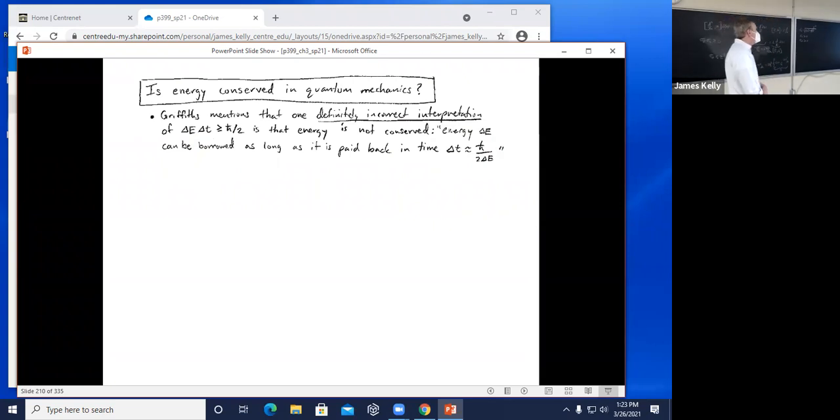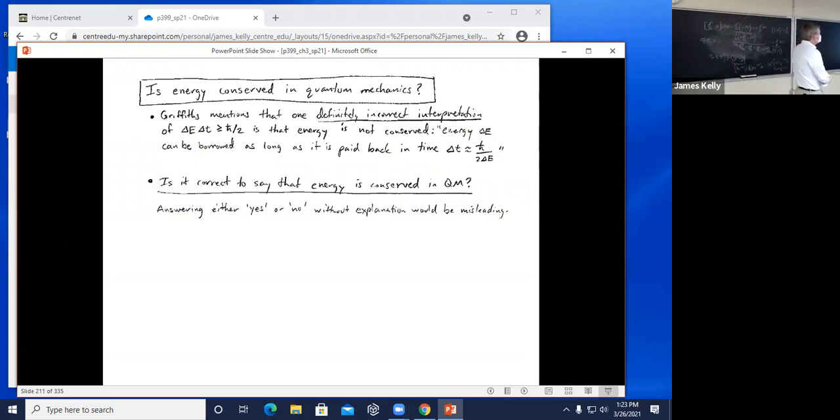And so, I put this little one-page thing in the notes just because it raises the question of, well, what does energy conservation mean in quantum mechanics? Griffiths says there, energy is definitely always conserved in quantum mechanics. And someone who's a high school physics teacher once asked me, is energy conserved in quantum mechanics? And so I wrote this thing up based on that. So let's just think about this, because I don't think we've raised this question before.